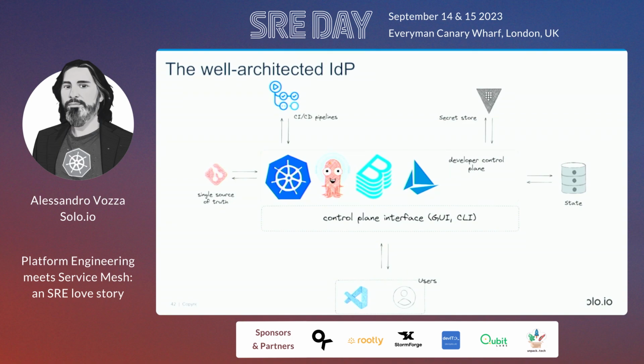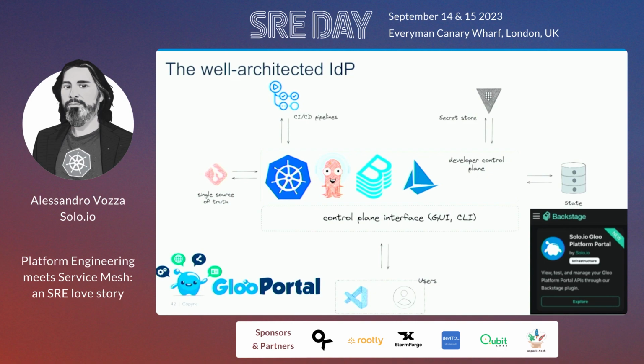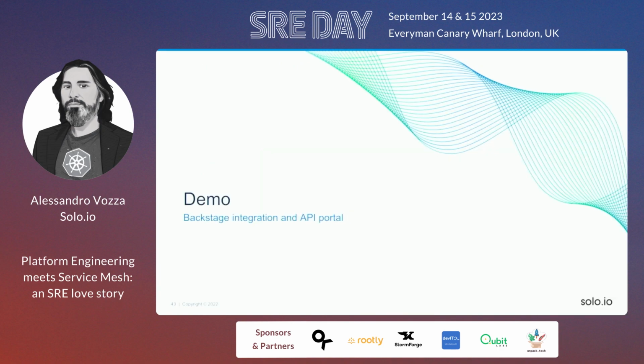And of course, you need a portal. And what best portal out there, of course, everybody knows Backstage. We do have an integration with Backstage, using Service Mesh and API Gateway, exposing your API to the world through a Backstage integration that we have in our Gloo portal.